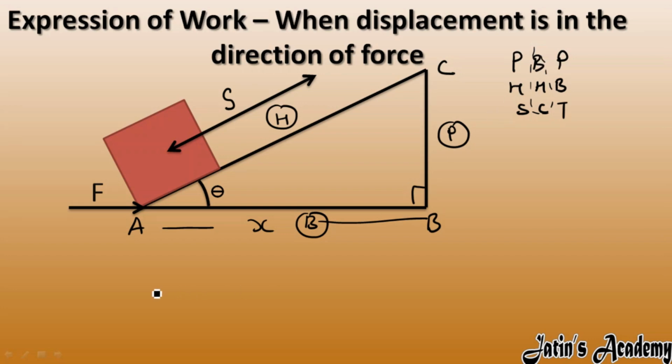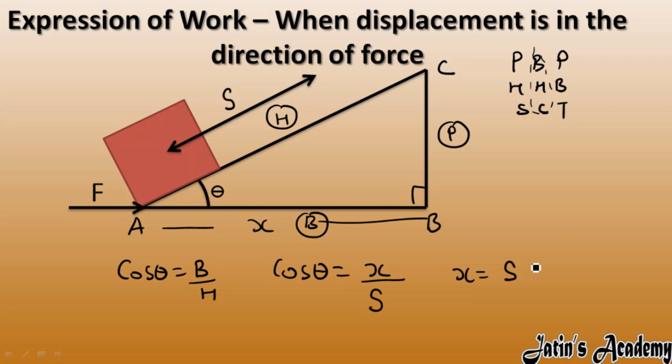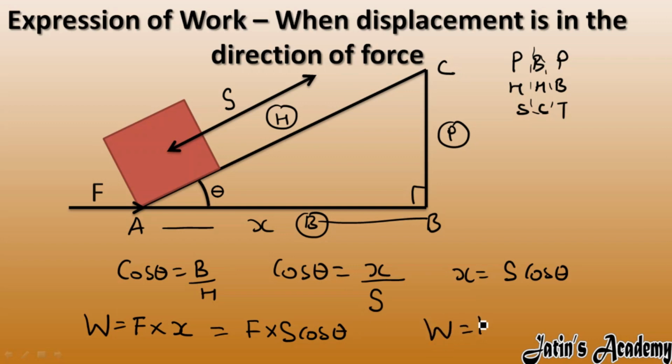Base and hypotenuse are covered with C, which is cos theta. So in triangle ABC, cos theta is base upon hypotenuse. Cos theta remains the same. Base value we have x and hypotenuse we have displacement. So x value we got by cross multiplying as s cos theta. Now carefully see what is work done. Work done formula is force times displacement in the direction of force. So F is the same, and x we got as s cos theta. So we got the work done formula as W equals Fs cos theta.